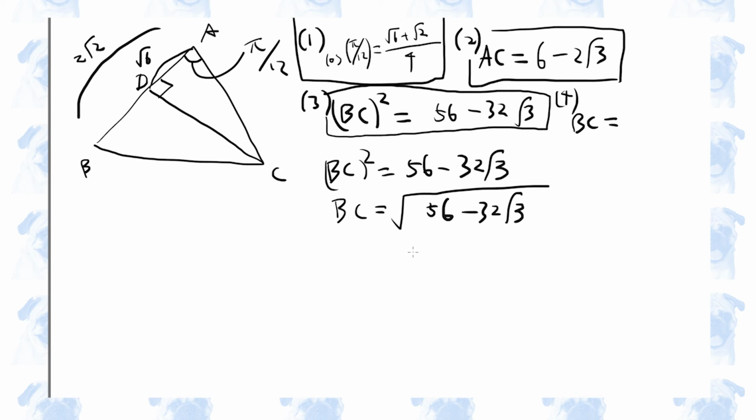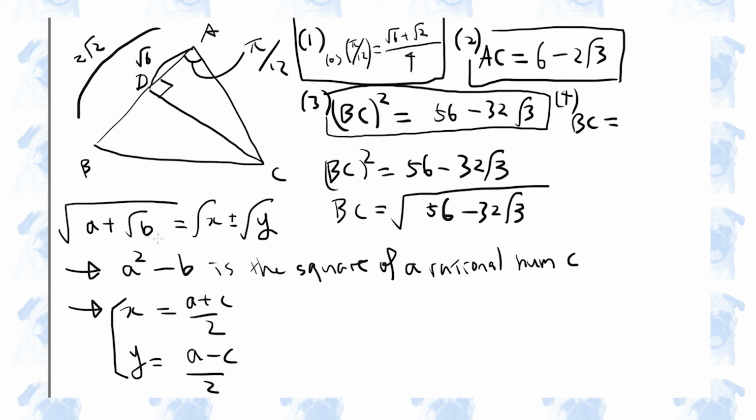Now, because we have a square root inside a square root, to be able to simplify this expression, you need to know the following fact. Root a plus root b can be expressed as root x plus or minus root y if and only if a squared minus b is the square of some rational number c, in which case x is a plus c over 2 and y is a minus c over 2. So let's try to put 33 back into the square root.